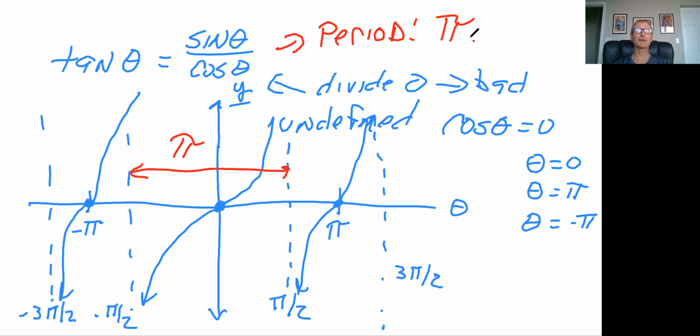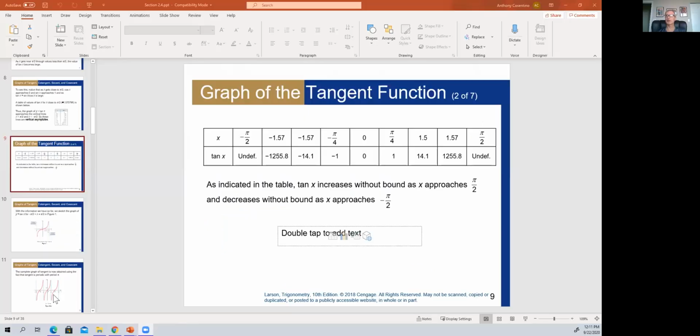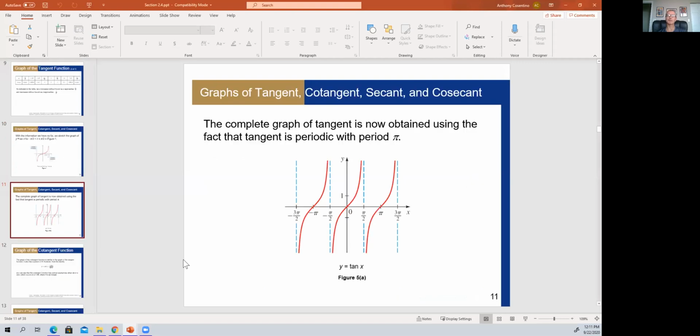So to give you a nice pretty view of this graph, it would look like this. There you go. Nice computer generated. Again, these are uploaded. You can see that the asymptotes are in blue, with dotted lines indicating the asymptotes, and in red are the graphs. They repeat over and over again with a period of pi. Really, really important.